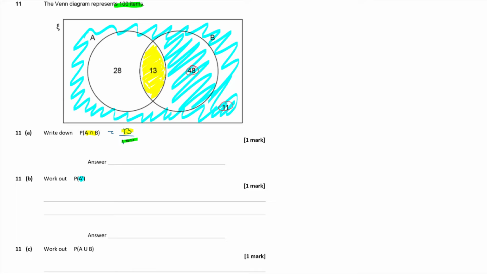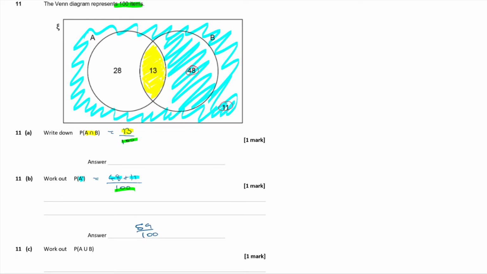So the probability is going to be the total outcomes not in A, which is the 48 and the 11, divided by the total number of outcomes. So it's the bits in the blue area divided by the total again. 48 plus 11 is 59. So my answer is going to be 59 100ths.